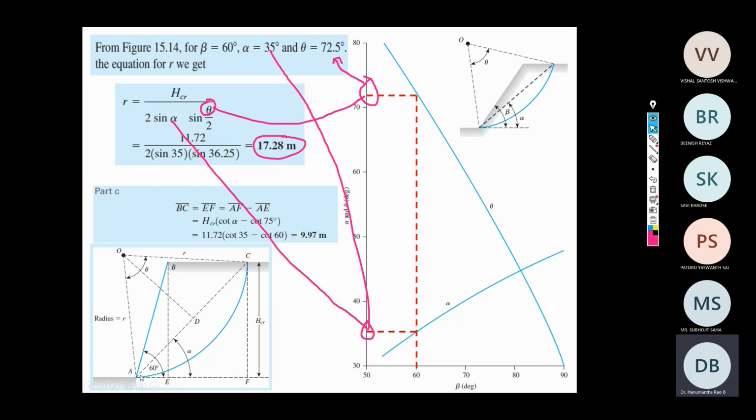Suppose if I take the triangle ACF, cot alpha is equal to AF divided by H critical. If I take the triangle ABE, cot 60 is equal to AE by H critical. In both the cases, H critical is common. And I know the alpha, I know the 60. So replace AF with H critical. It is very simple. There is nothing great.